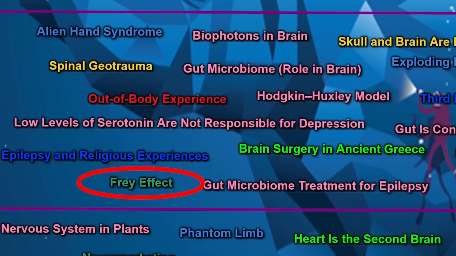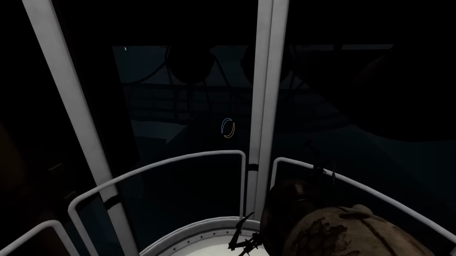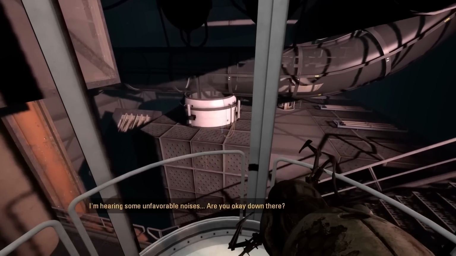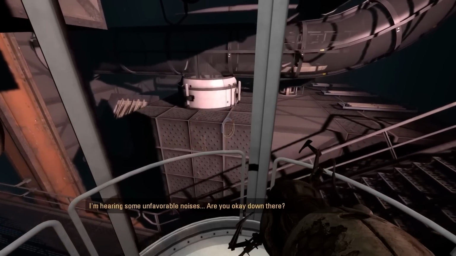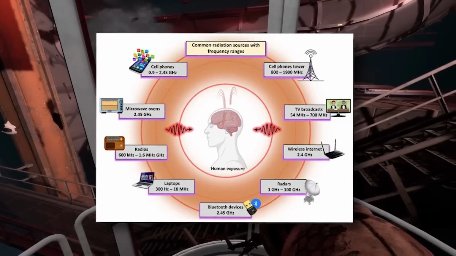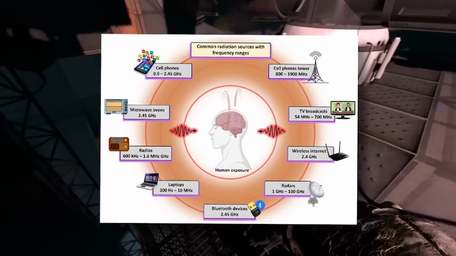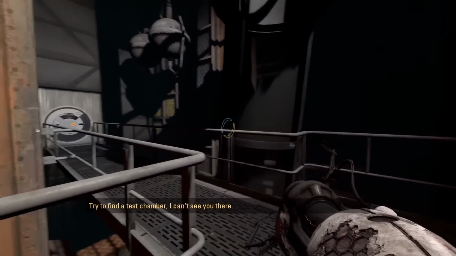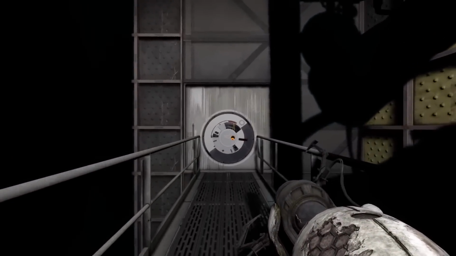Next up we get the Frey Effect. The Frey Effect is straight up sci-fi level weirdness, but it's actually real and is backed by science. Basically, it's this phenomenon where people hear sounds like clicks, pops, or even voices when exposed to certain types of microwave radiation. Yeah, microwaves can make you hear things. No earbuds, no speakers, just your brain acting like a radio receiver for some invisible waves.